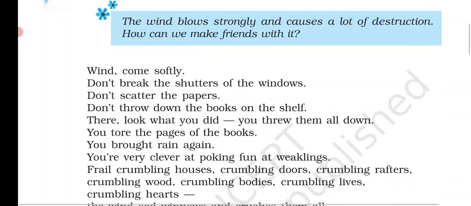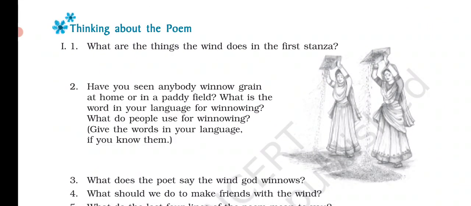So we have done everything in this poem. So what does the wind do? In the first stanza, you can easily see it. What does it do? It blows violently, it destroys everything. It breaks the shutters of the window, blows the papers away, right? Throws the books down from the shelves, and also tears the pages. Understand?